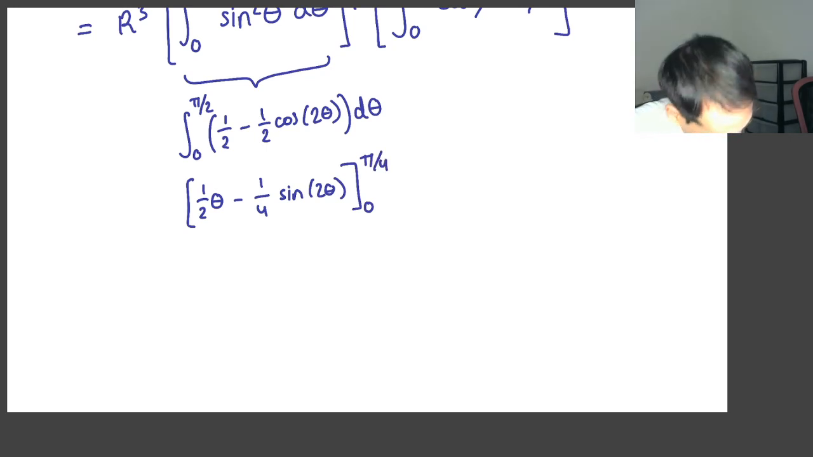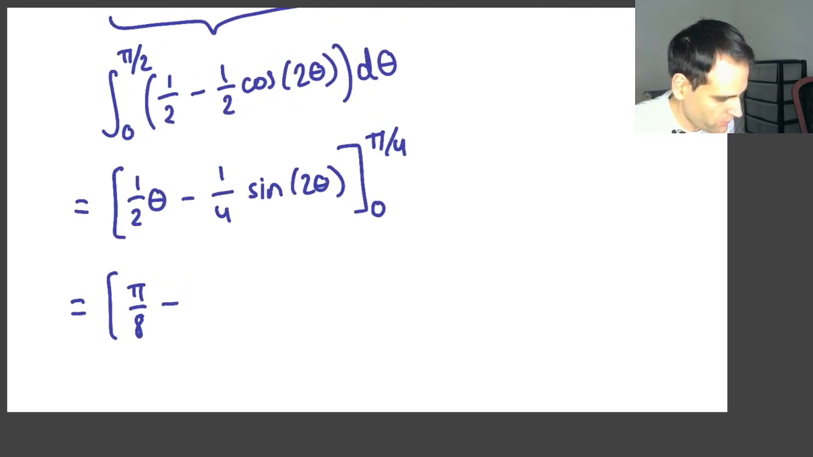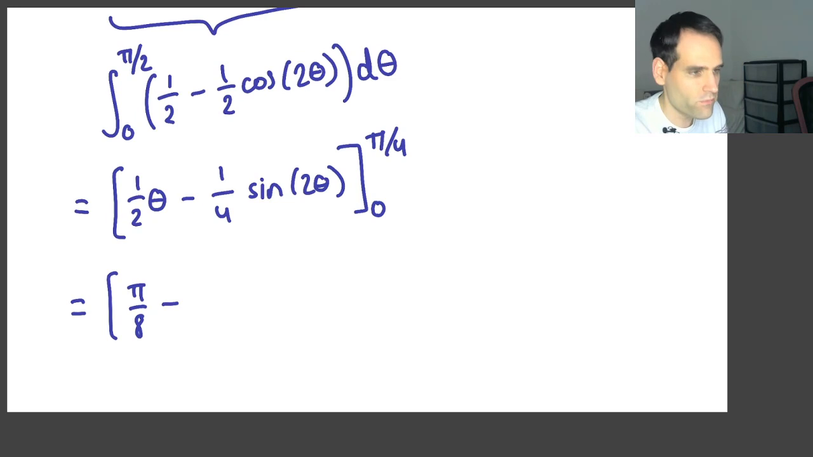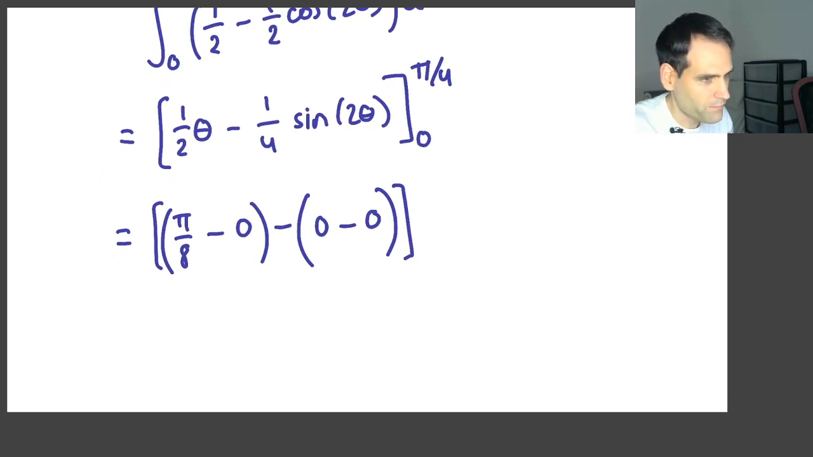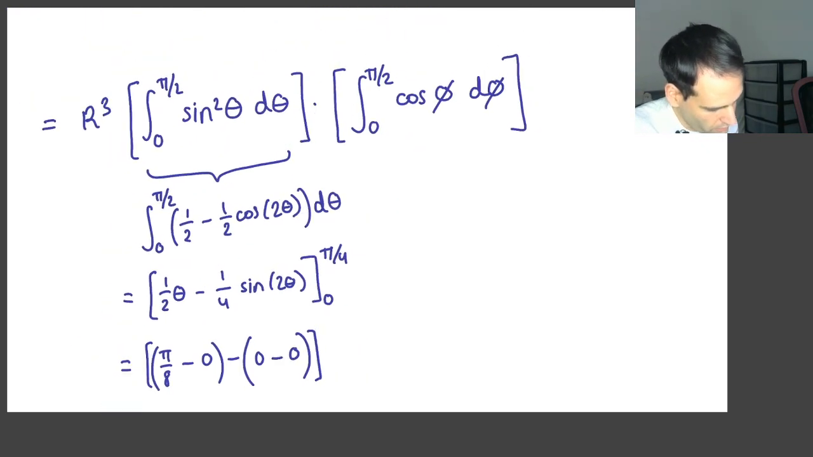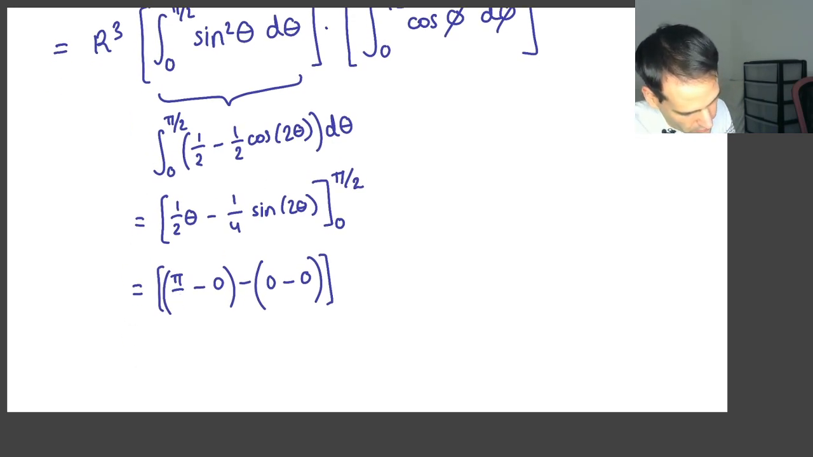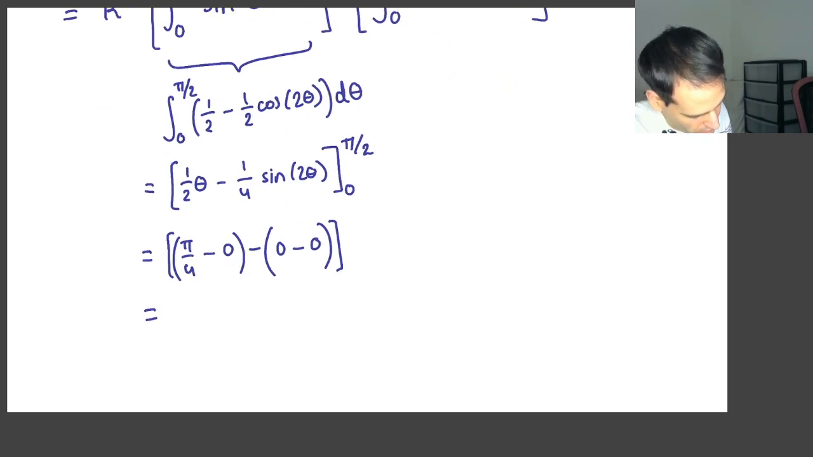Okay, so this is equal to pi eighths minus the sine of 2 times theta, which is the sine of pi halves, and the sine of pi halves is 0, so this is minus 0. And then minus 0 minus the sine of 0, which is 0. So the end result is pi over 8. By the way, oh, sorry, this upper limit should be pi over 2, which means that this wasn't pi over 8, it was pi over 4. So the final answer is pi over 4.